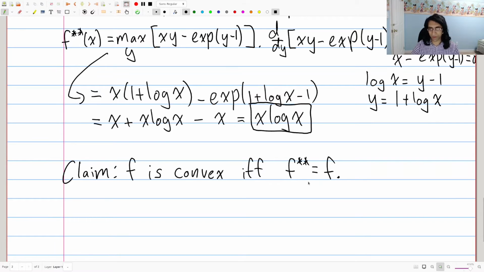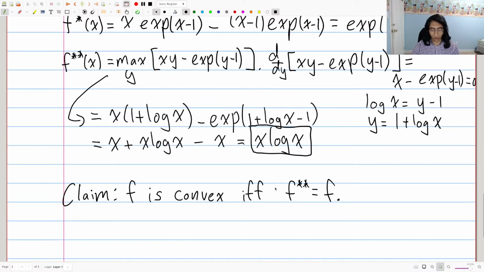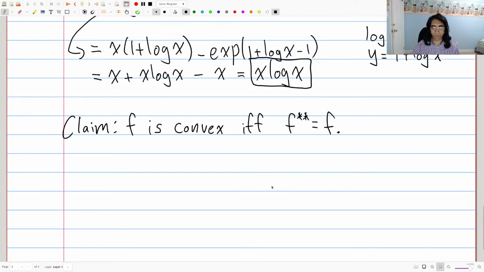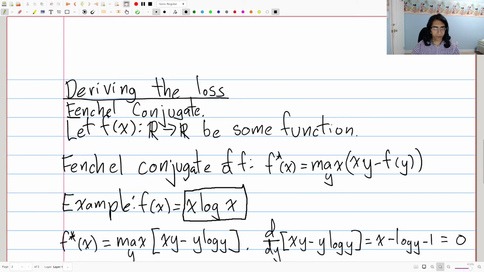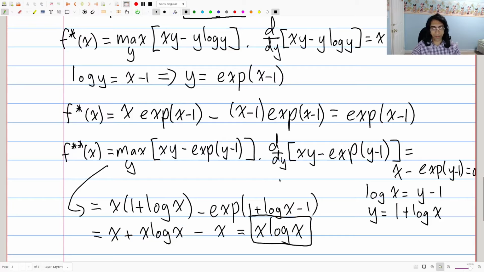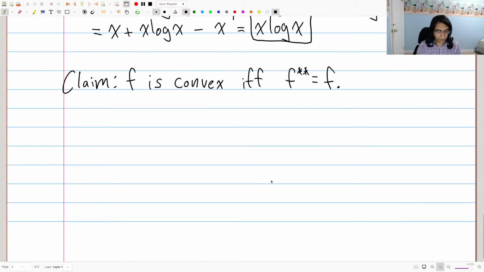Now, this might seem kind of useless, especially since we did these calculations here, but we're going to see why this is useful when we represent the loss function for GANs. Okay, so that is Fenchel conjugates. In short, they are an operation you can apply to a function, and if you apply this operation twice to a convex function, then it'll give you the original function back. That's basically the main thing to get out of this.